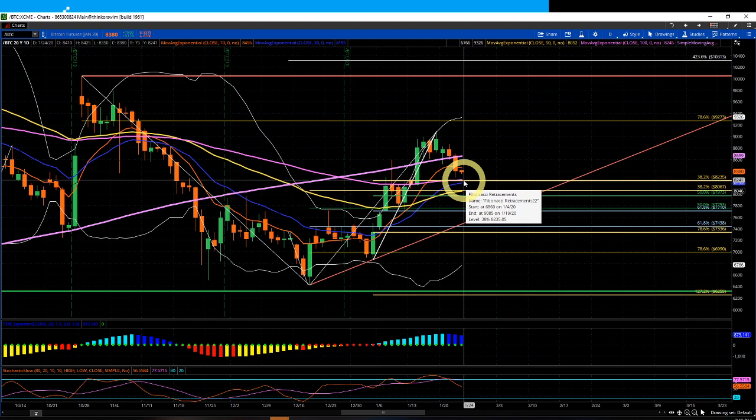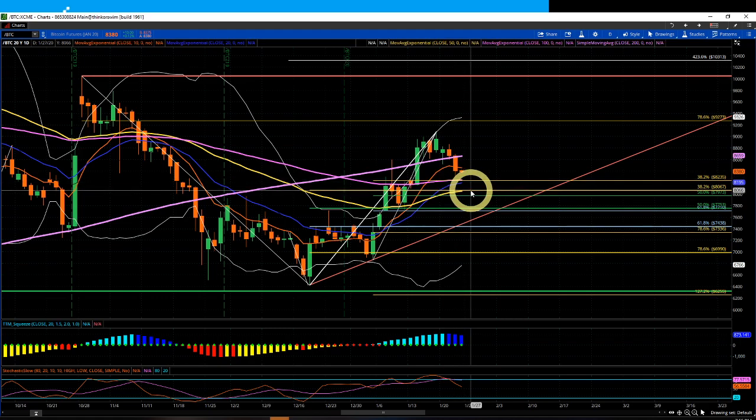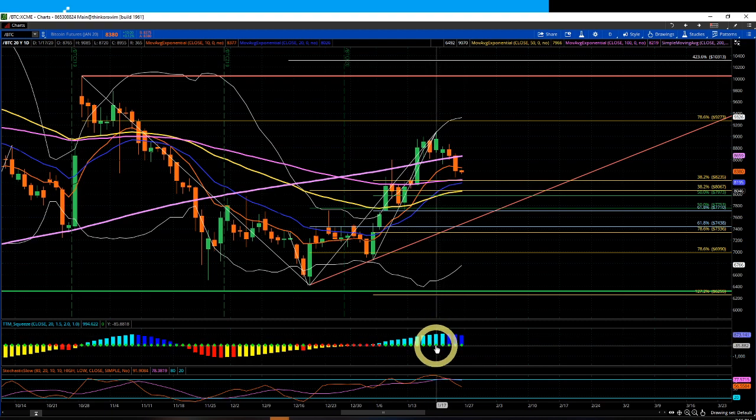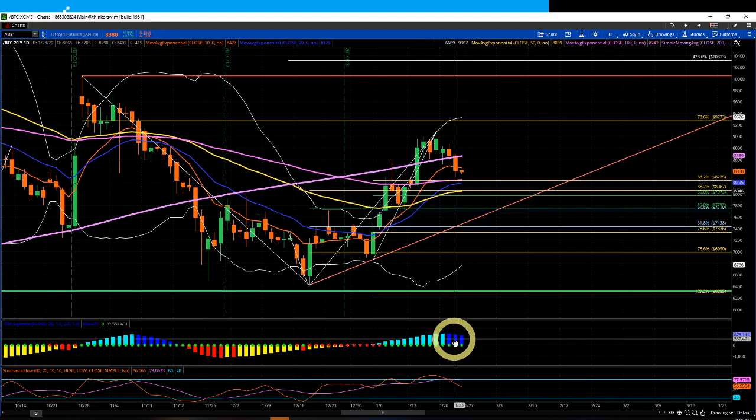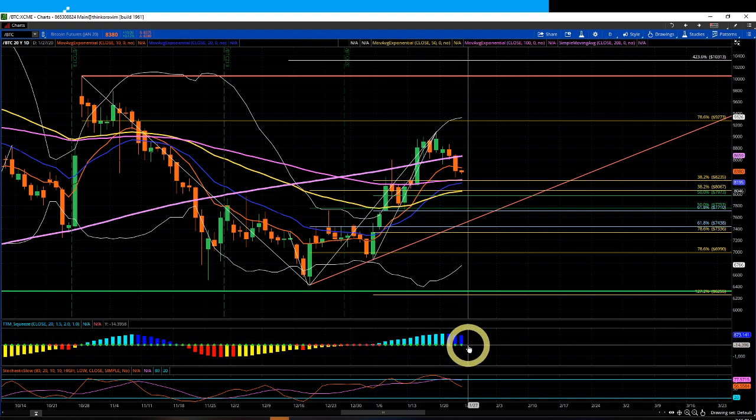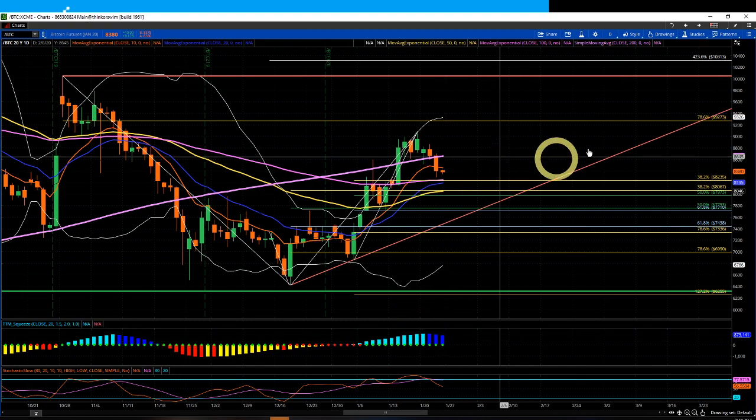So this 8,200 area, pretty important, at least for the short term. Could possibly still get down to the $8,000 area. Our squeeze indicator is showing signs that the bull momentum is losing some steam here. So let's keep an eye on this, looking for this to possibly go flat, but we'll keep an eye on it. Doesn't mean it has to. Anyway, that's the futures chart.